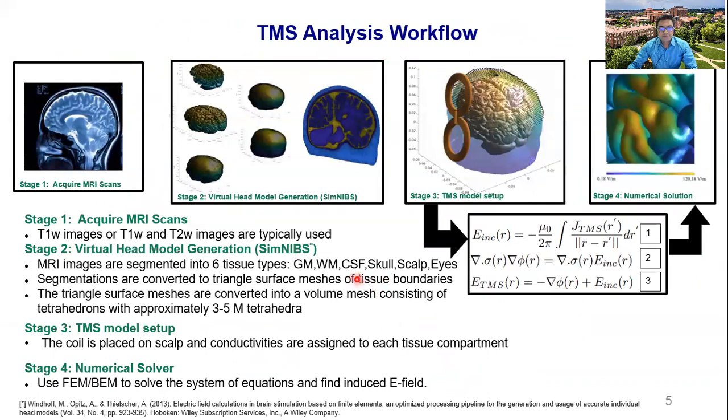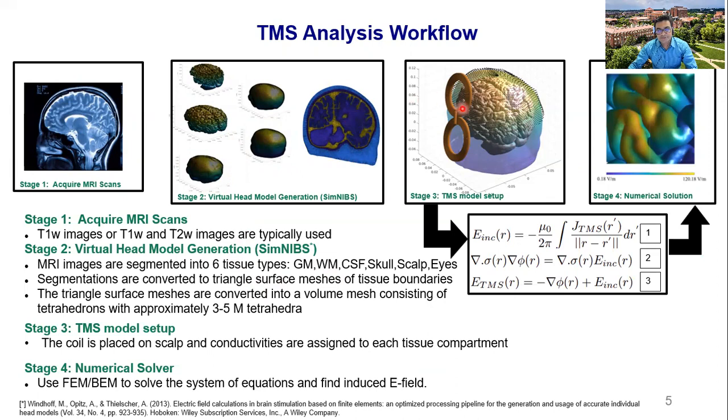So let's see a brief overview of the TMS analysis workflow. At the first stage, we acquired the MRI scans. We have the T1 weighted and T2 weighted MRI scans. Typically, for the TMS, we need only these two different types of MRI images. So once we have these scans, we generate the virtual head models using SimNIBS. SimNIBS is a cortical segmentation tool. It uses other freely available software like FreeSurfer and FSL. It segments different cortical tissues and generates a finite element mesh here. So this finite element mesh contains the conductivity information of different types of tissues inside the human brain.